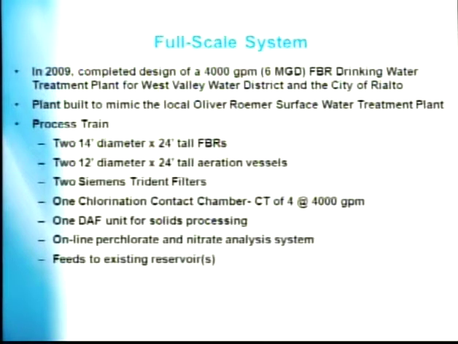So we didn't want to shake their world too much by just having an FBR in front of the typical downstream surface water treatment plant. So the process train was two 14-foot diameter FBRs, 24 feet tall, and then two 12-foot diameter aeration vessels. And there's other ways you could do aeration as well.